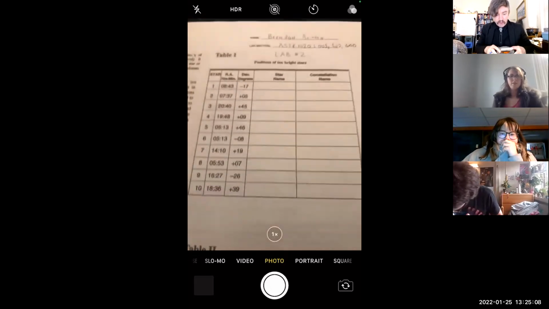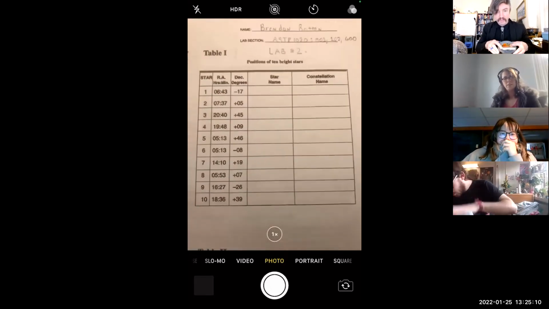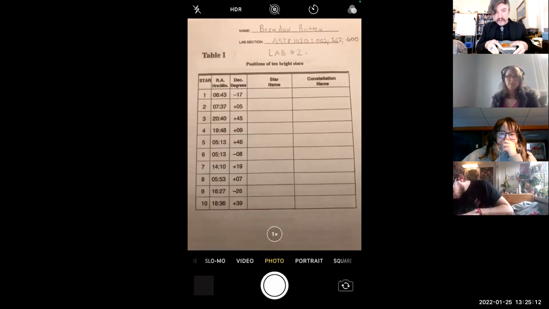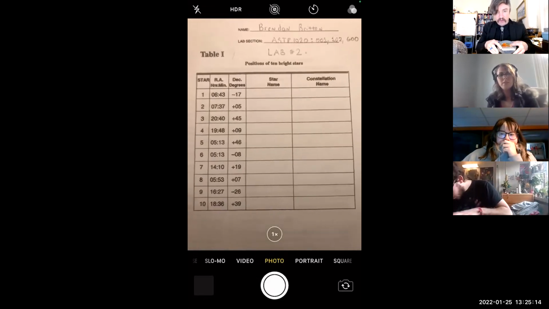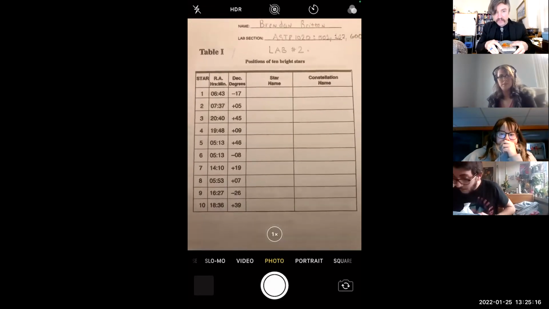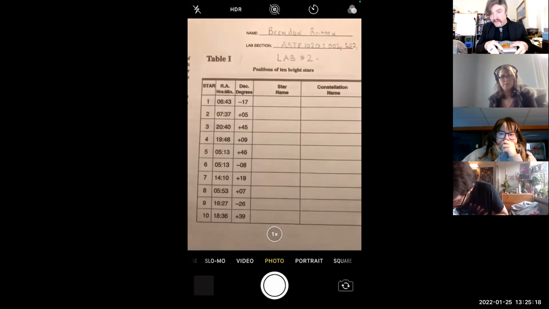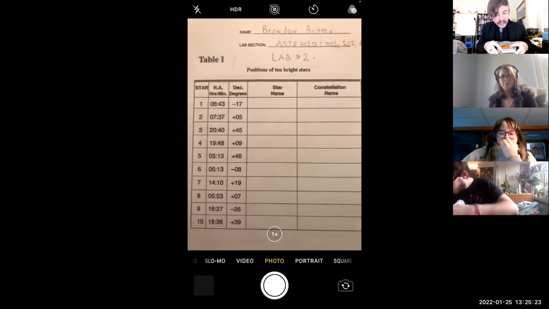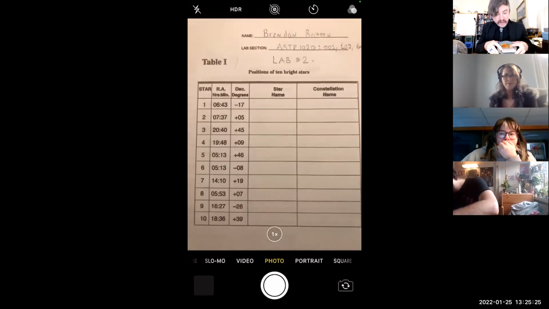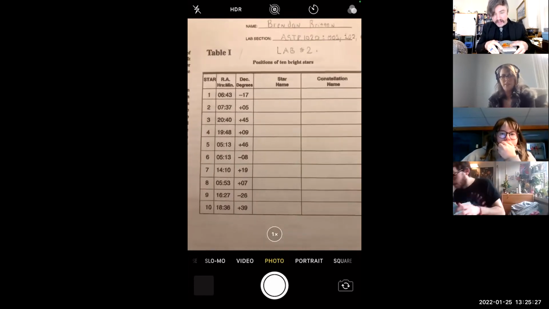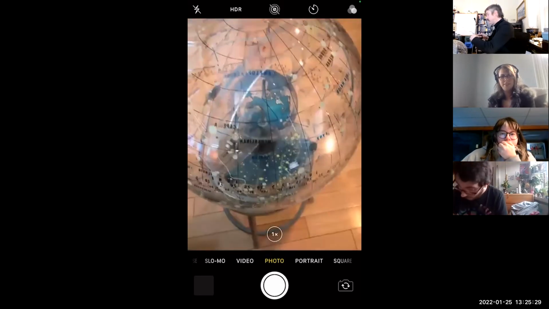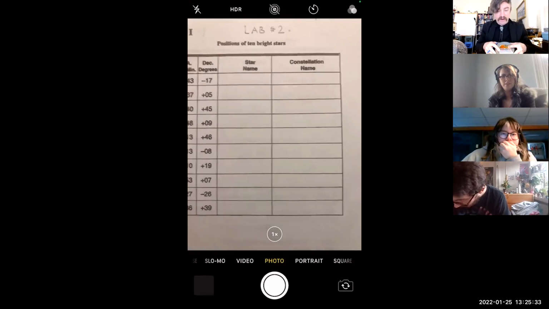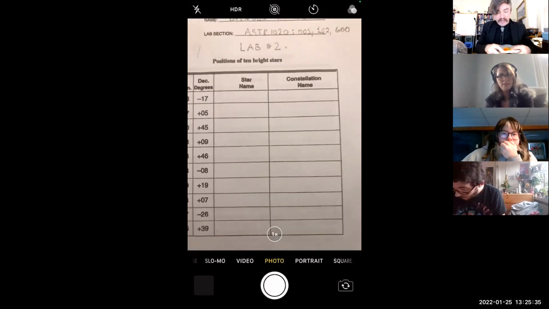Okay, what you can see in table 1 is you can see the equatorial coordinates, right ascension and declination, of the 10 brightest stars in the sky. These are the 10 most famous stars in our sky, or of the most famous. Our job is to use the coordinates, find them on the celestial sphere, and then identify the name of the star and the constellation in which it's located.